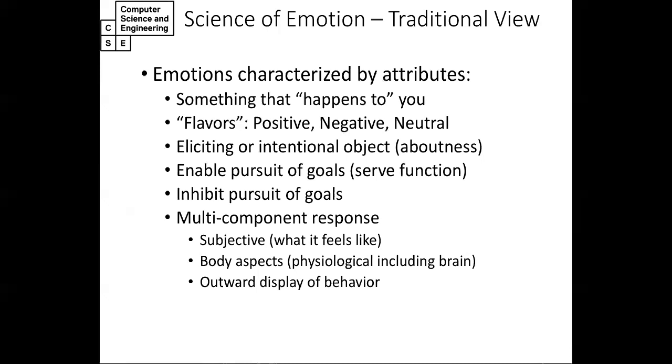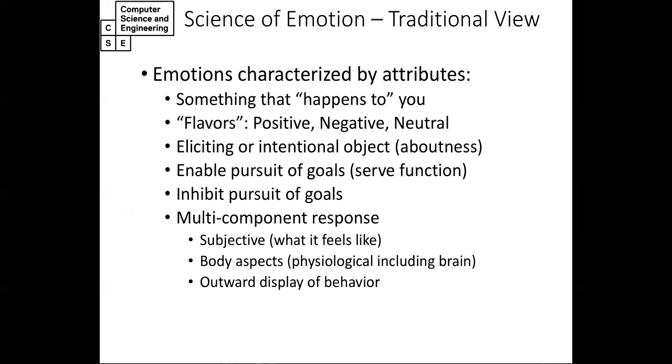It comes in flavors: positive, negative, neutral. We'll hear more about that as we go through today. As an aboutness, we went through several slides last time where we said, I feel sad about, or I feel sad because, suggesting that what comes after the because is the reason why you feel sad, or I feel sad about something that someone did. These things, as we experience them, consciously or not, do tend to exist to enable pursuit of goals or inhibit pursuit of goals.